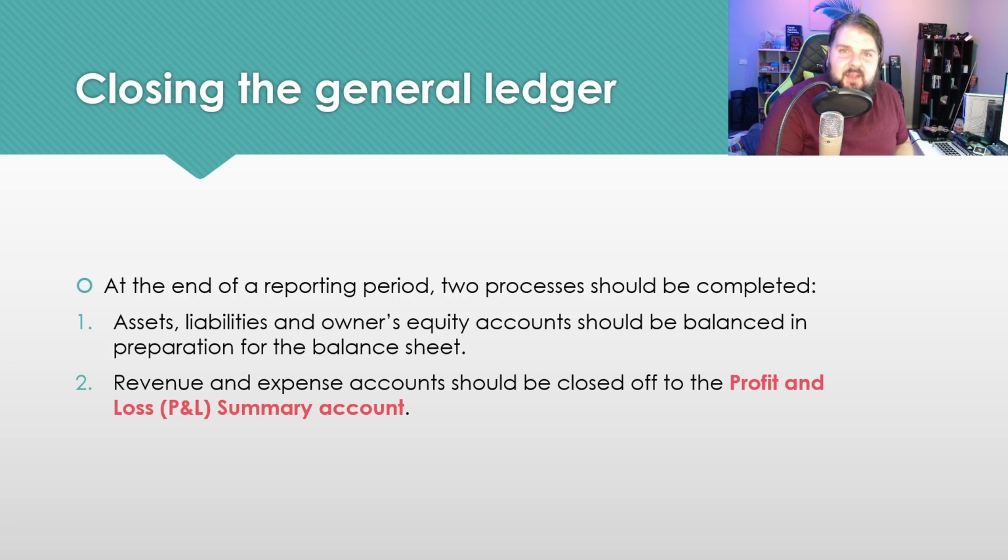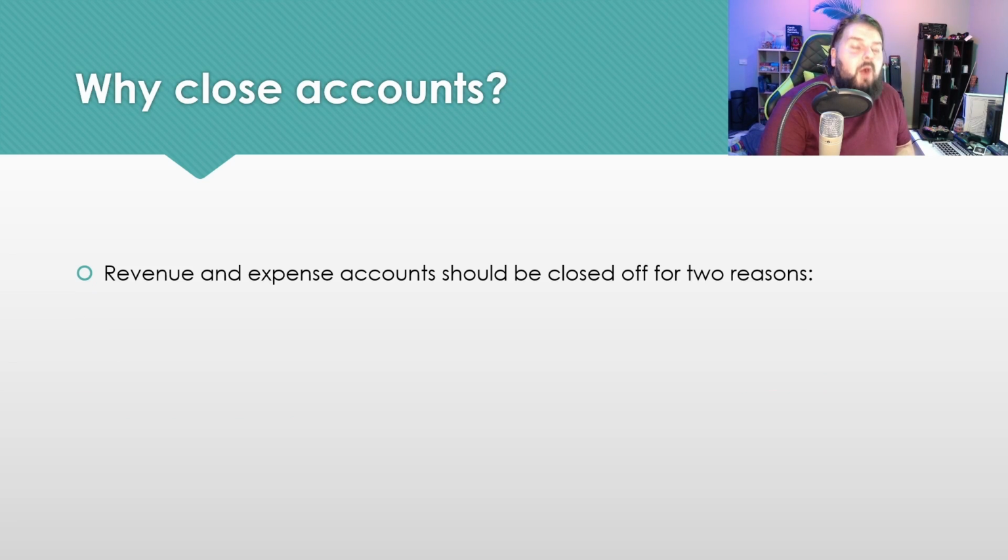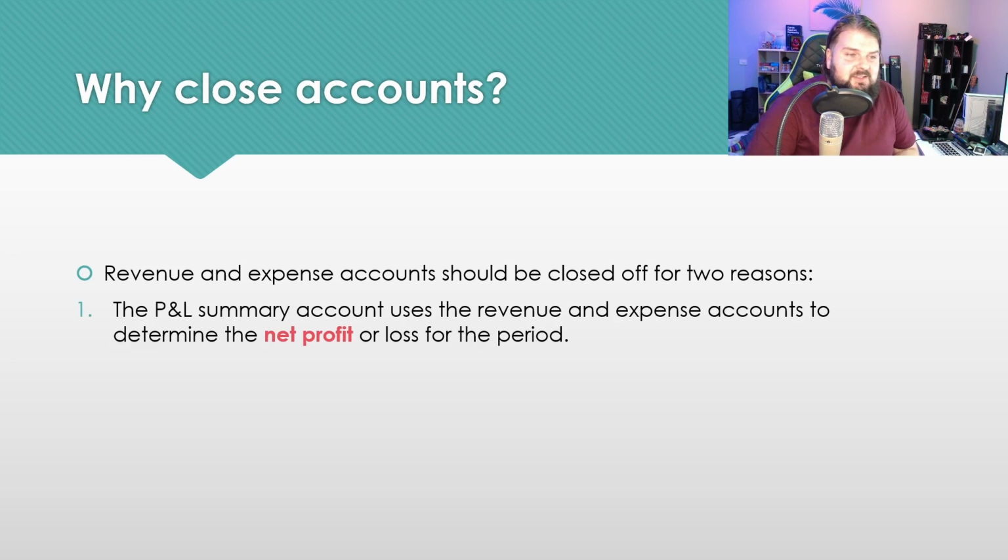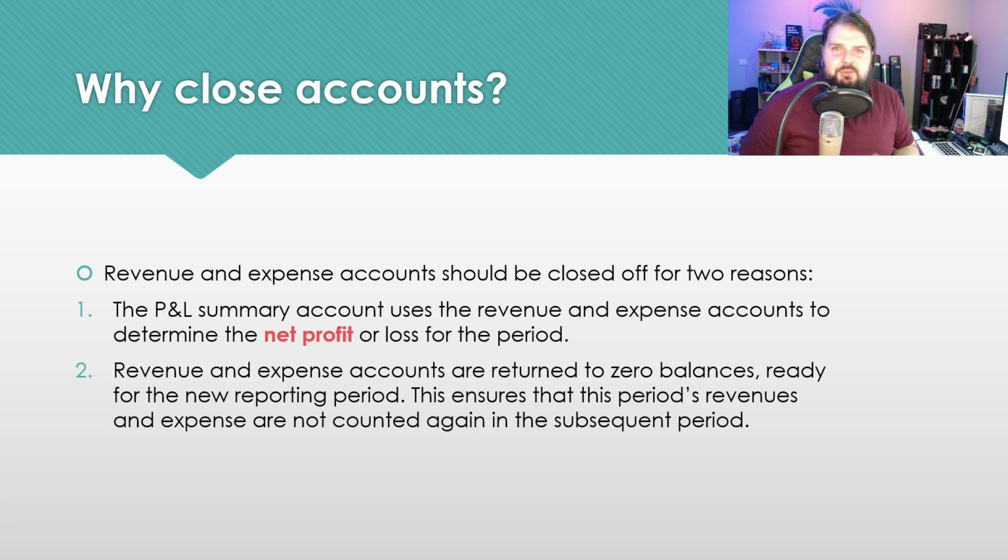Now, as we looked at in class, we close off these accounts for two reasons. One, it allows us to calculate net profit, and we do this in a number of different places, but by doing it here, it gives us a double check. And also, it allows us to return the balances of revenue and expense accounts to zero, meaning that when we get to subsequent periods, they'll be prepared.